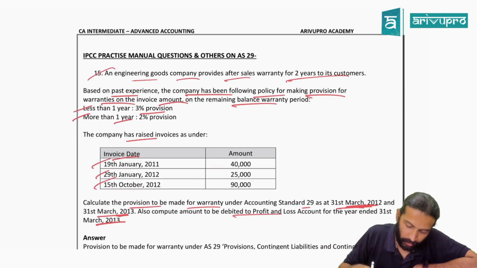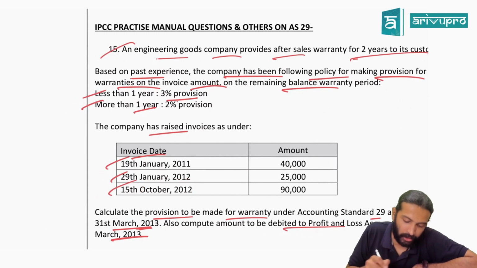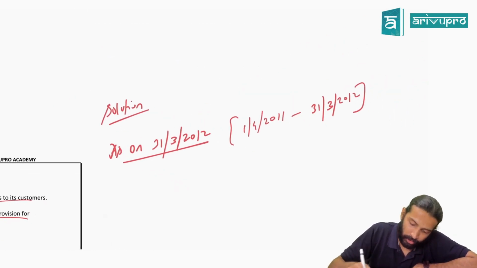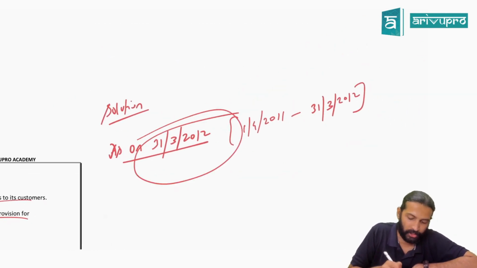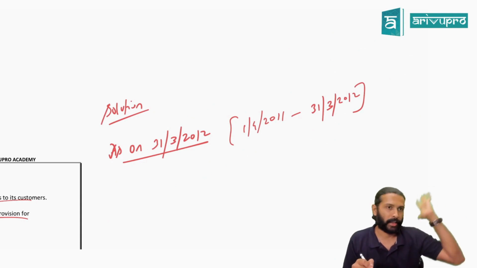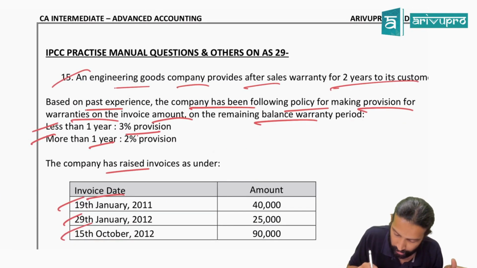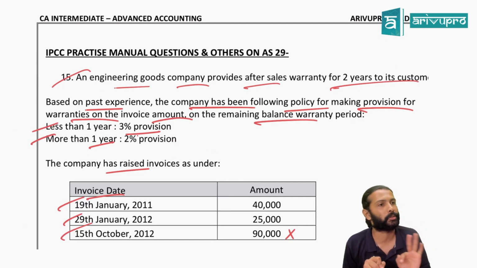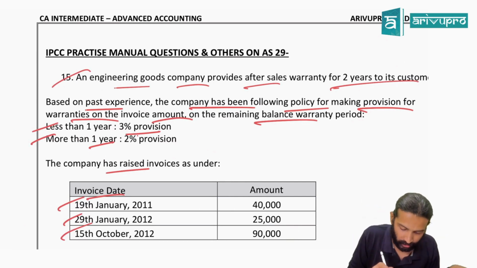Now check, sir. There I've given 3 sales. Can I take 15th October 2012? Does 15th October 2012 fall within this period or next year? Next year. So that means, should I have to worry about this 90,000 for my warranty provision? No. How about this, sir?